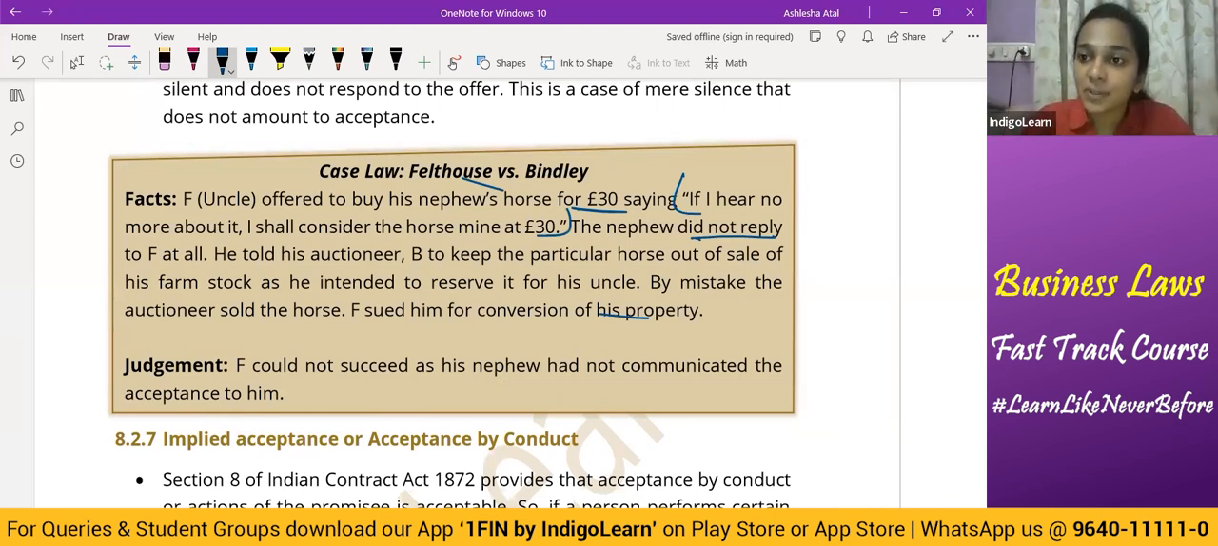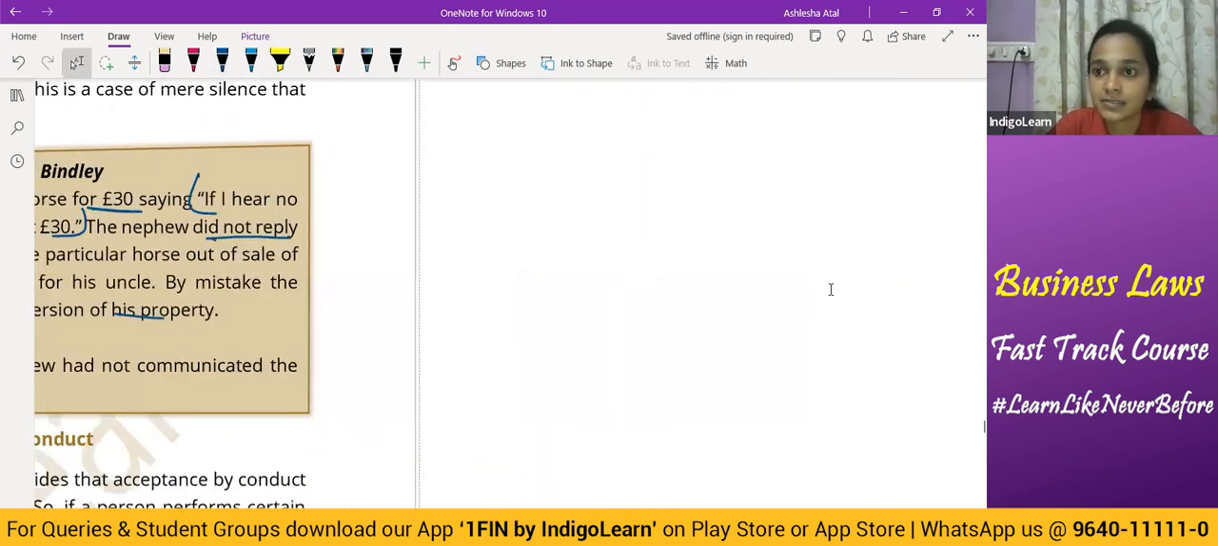Now, this nephew had many horses, so his horses were being auctioned. The nephew tells the auctioneer to keep a particular horse aside for his uncle. However, the auctioneer sells the horse which was reserved for his uncle. The auctioneer by mistake sells the horse which was reserved for Mr. Felthouse. Now, when Mr. Felthouse comes back, he files a case against Bingley, his nephew, that he sold the horse which was mine. Do you think in this situation Mr. Felthouse will succeed in the case?